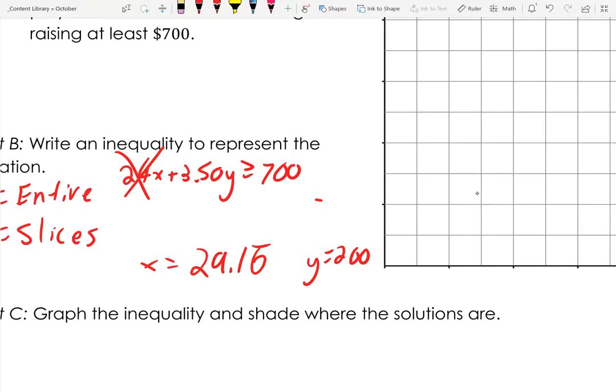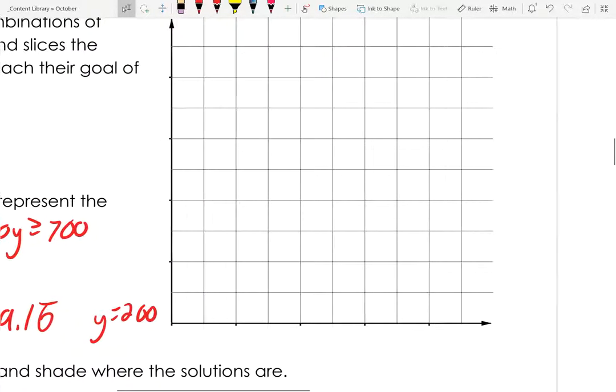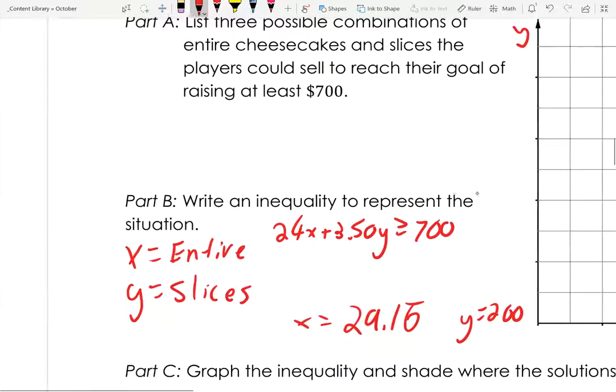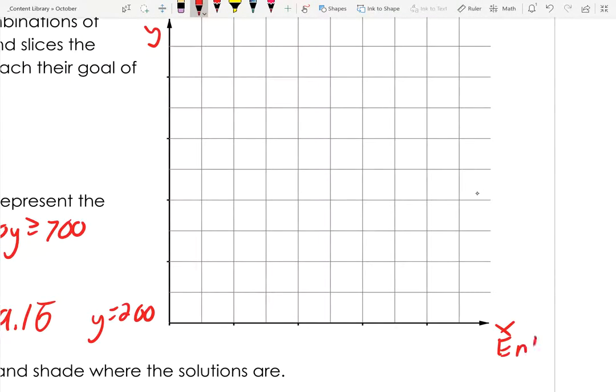Now here's the reason I did that. So I could buy basically 29 whole cheesecakes and no slices at the max, or I could buy 200 slices of cheesecake without buying any entire cheesecakes, which is kind of silly. But anyway, what I'm doing here, x represents entire cheesecakes, and y represents slices. I have to make this work up to 200.